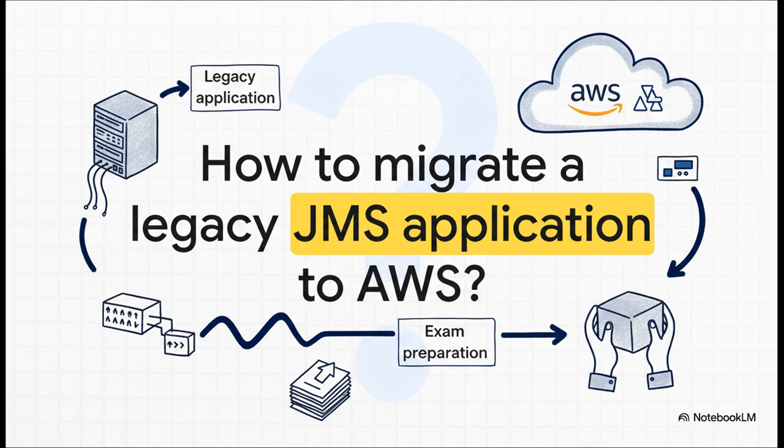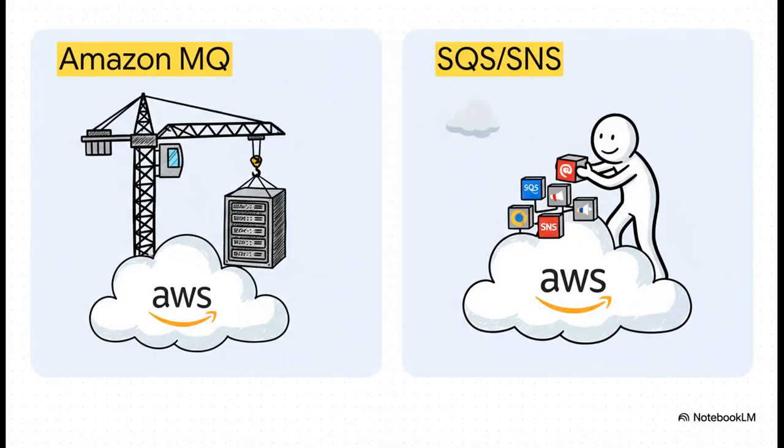Now, this is a super practical, real-world question for the exam. You've got a company with an older application they want to move to the cloud, but it's built on old standards like JMS or AMQP. They can't rewrite the whole thing. What's the lift and shift option? The answer is Amazon MQ, and this slide makes the difference so clear.